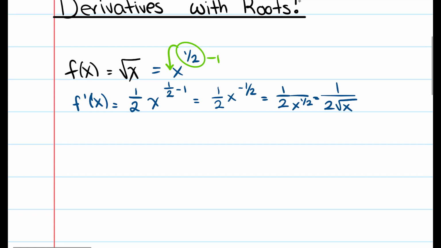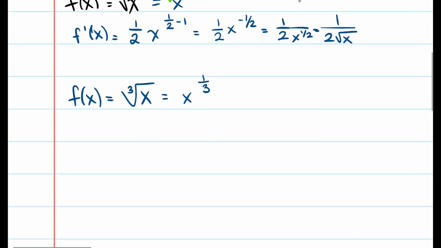Now we're going to try the same thing with f of x is equal to the cube root of x. So the first thing I'm going to do is rewrite this as x to the 1/3 power. And now we're going to take the derivative. So we get f prime of x is equal to, and we take the 1/3 and bring it down to the front and then subtract 1.